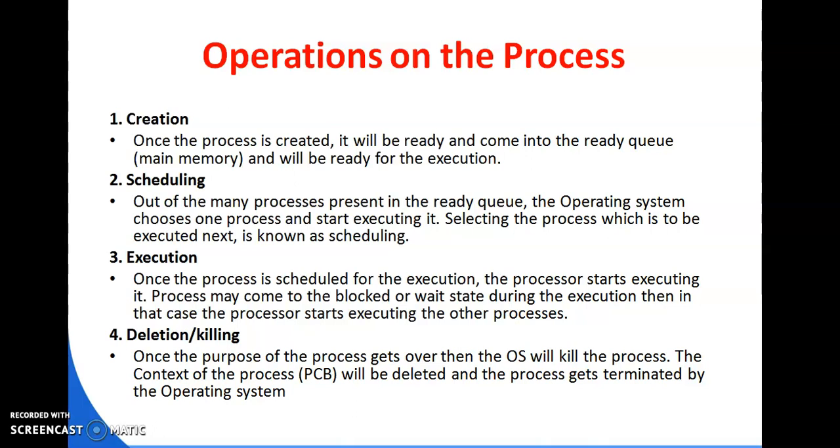Next is the execution. Once the process is scheduled for execution, the processor starts executing it. A process may come to the block or wait state during the execution. And the killing state, what do we mean by killing? Once the purpose of the process gets over, the OS will kill the process. The PCB will be deleted and the process gets terminated by the operating system. That means once the job is finished and the purpose of the process is over, the operating system kills the process.